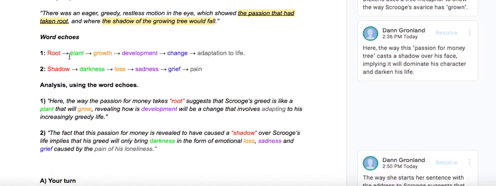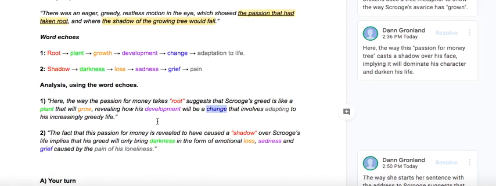And the challenge that you're going to be trying to do is to eventually produce one of these chains yourself and then use them as the basis for an explanation of a word or a phrase, a zoom in. So if you look at this example here, the way the passion for money in Scrooge takes root suggests that Scrooge's greed is like a plant that will grow, revealing how his development will be a change that involves adapting to his increasingly greedy life. Just want to put that in blue to make it clear.